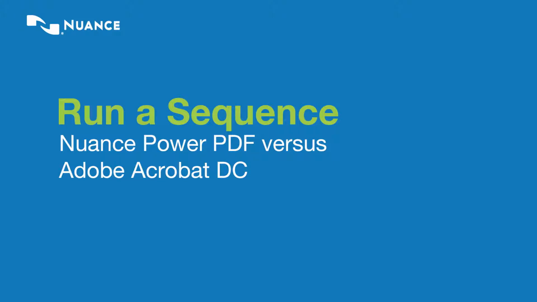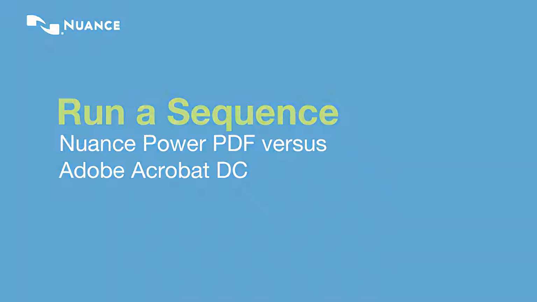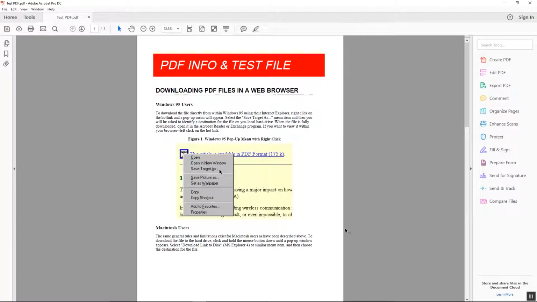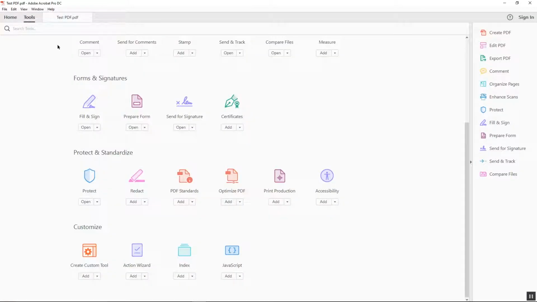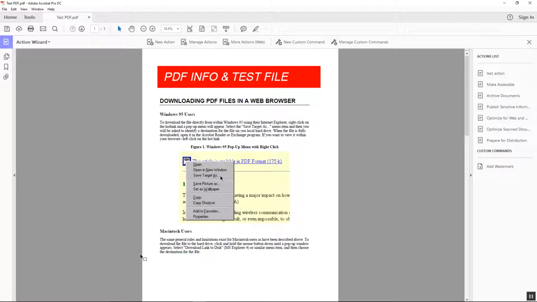Hey there, let's compare the process for running a sequence between Nuance Power PDF and Adobe Acrobat DC. Starting off in Adobe Acrobat, we'll go up to the Tools tab and then scroll down to Action Wizard.